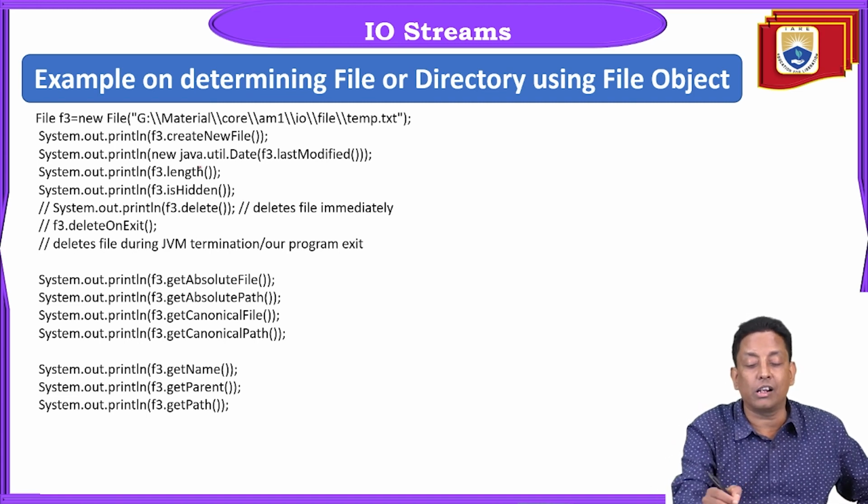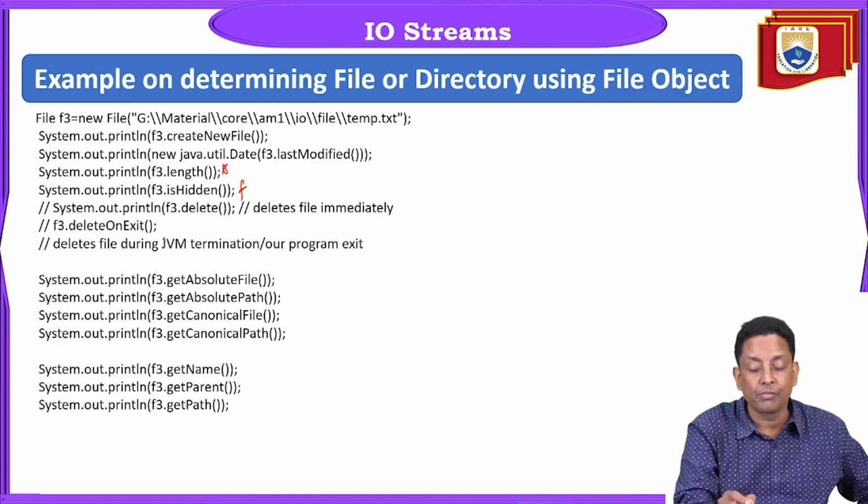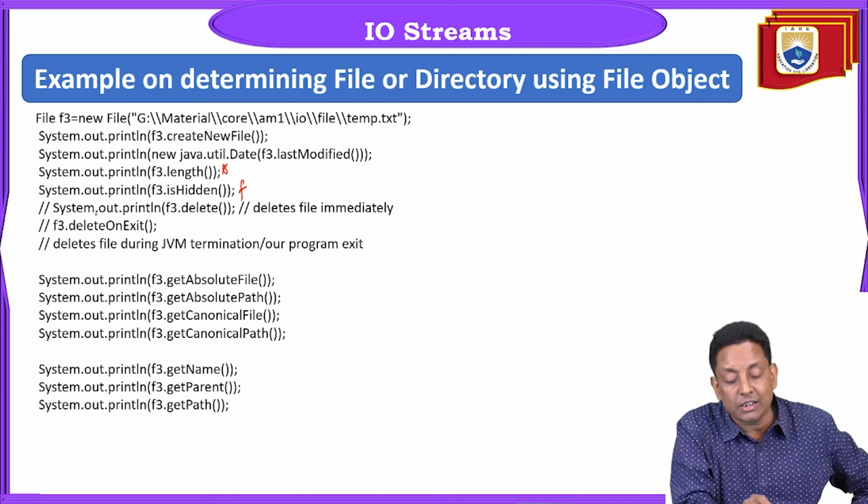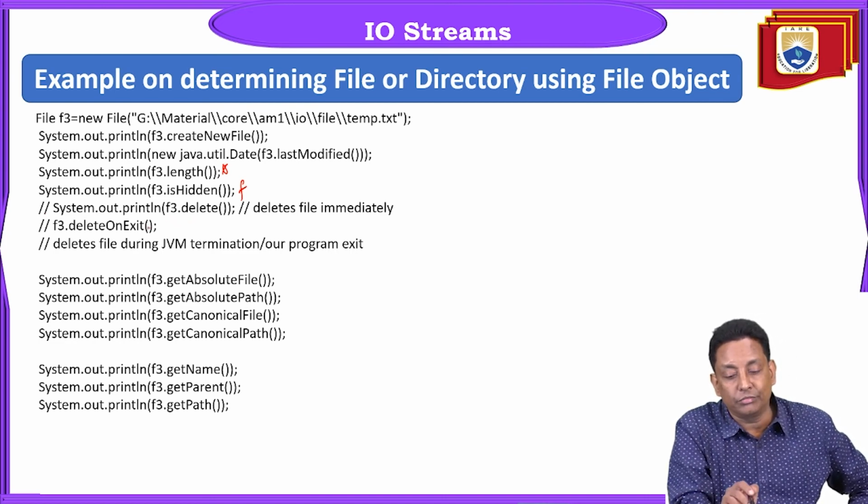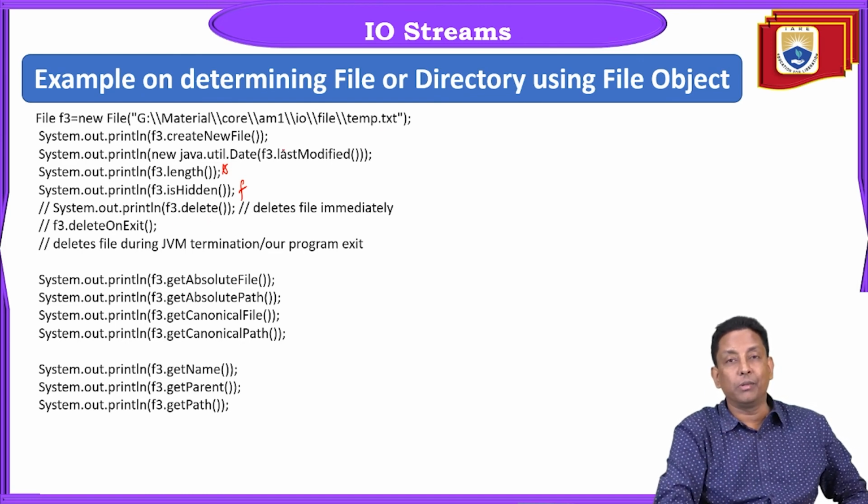f3.length: because there is no content in the file, 0 will be printed. isHidden: because we have not applied any hidden attribute, this will return false. And this statement is kept in comment. f3.delete: if you write f3.delete, the moment the statement executes, immediately the file will be deleted.